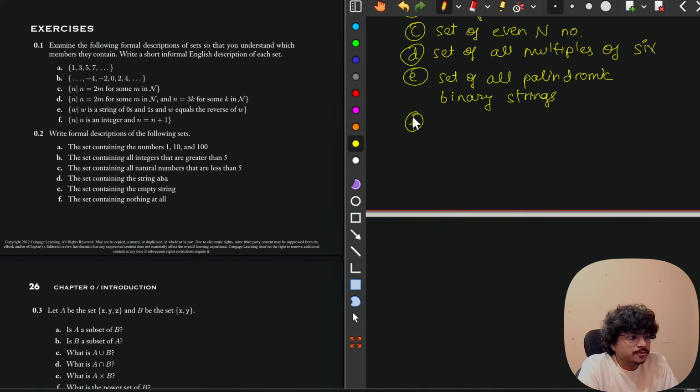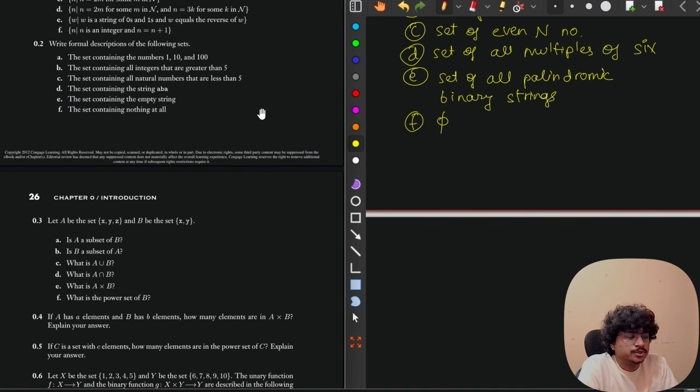Then finally in question 1, n is an integer and n equals n plus 1. Wait, what? n is an integer and n equals n plus 1. This is not possible. This set will simply be empty. Empty sets are called phi, I think.